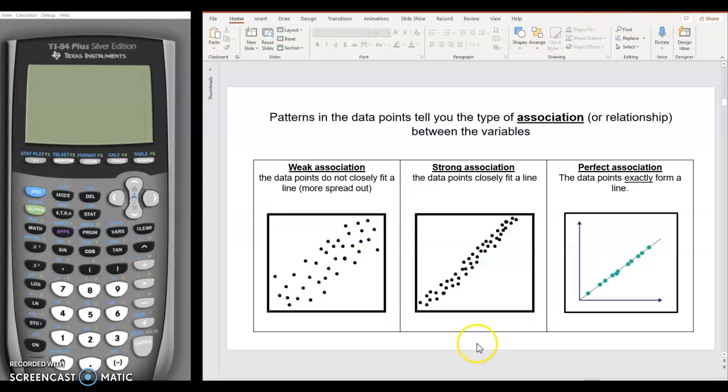We can also describe the strength of the association. If the data points don't closely fit a line and they're more spread out, we have what's called a weak association. If the data points pretty closely fit a line, we have a strong association. If the data points exactly form a line, we have a perfect association.